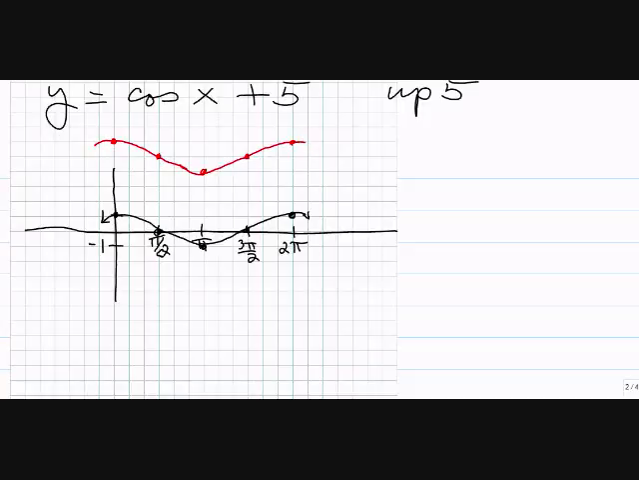And you might notice that I can put a horizontal line through the center of this. And that horizontal line is at y equals 5.